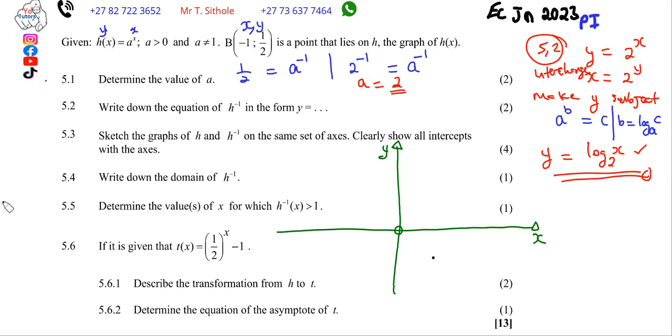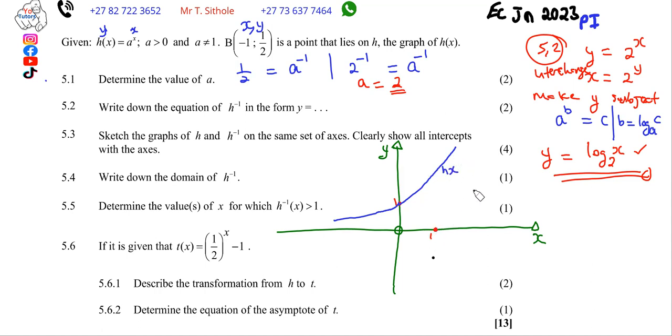Then from there, what we know is that it's going to pass at 1 here, and the one for log is also passing at 1. But what we understand on these two is that they have got asymptotes. So this is the asymptote of h of x. So here is our h of x.